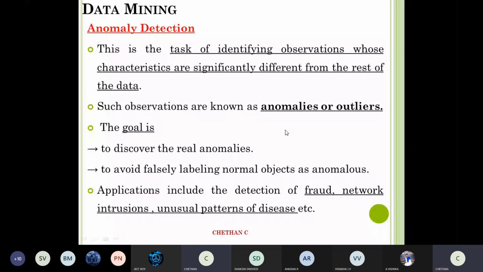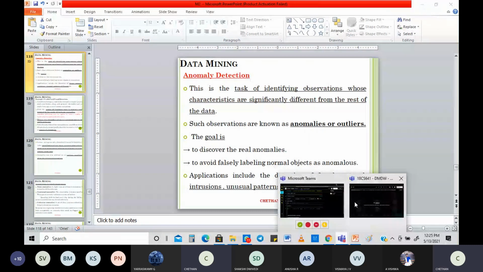Where do you think the applications are? The first important one is detection of fraud. Then network intrusions. If a person from some other college tries to come into our own class, that's very much an anomaly. Then what is the next thing? Unusual patterns of diseases.